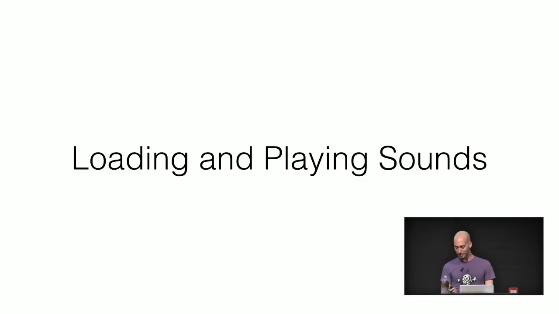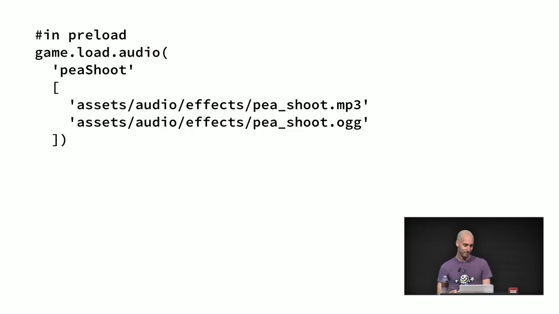But games aren't fun if they don't sound like anything, so let's load and play some sounds. This is also very interesting and easy. In our preload, just like we loaded a texture atlas and an image before, we'll also load an audio file. In this case, we'll call it pshoot, and we give it the path to an MP3 and an OGG form of that audio file.